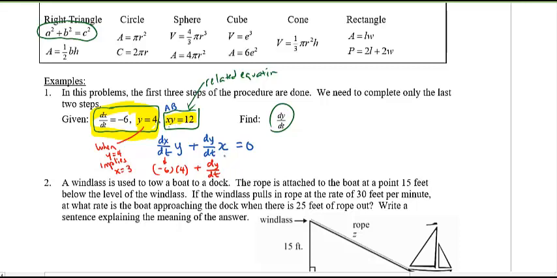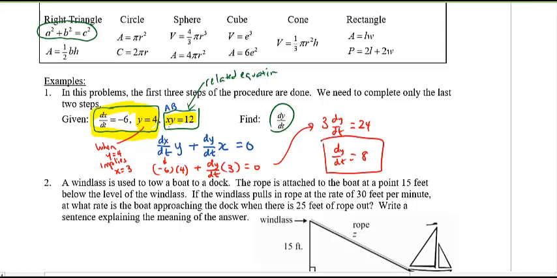And now you can replace x with 3. And then go ahead and solve. So 3 dy/dt equals 24. So dy/dt just equals 8. Okay? So this was a simplified form because I gave you all the information and I gave you the equations.